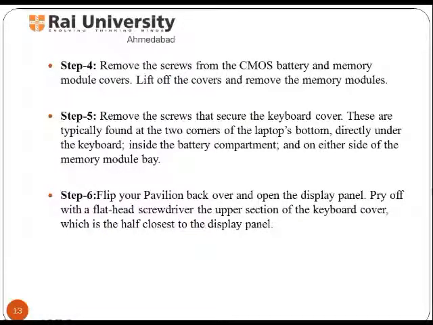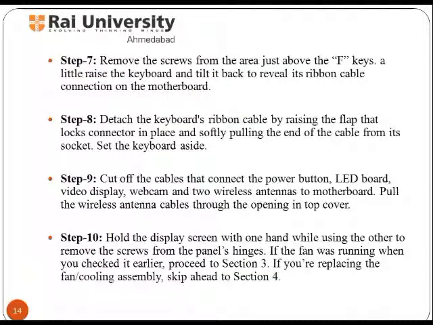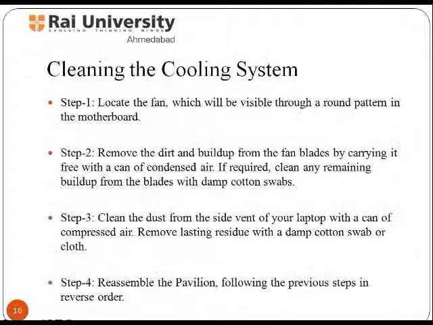After this, open the display panel by following the listed procedure. Then raise the keyboard a little by removing the screws above the F keys and tilt it back to reveal its ribbon cable connection on the motherboard. Detach the keyboard ribbon cable following the procedure enlisted in this section and pull the wireless antenna cables through the opening in the top cover. After this, hold the display screen with one hand while using the other to remove the screws from the panel hinges. If the fan was running when you checked it earlier, proceed to section 3.